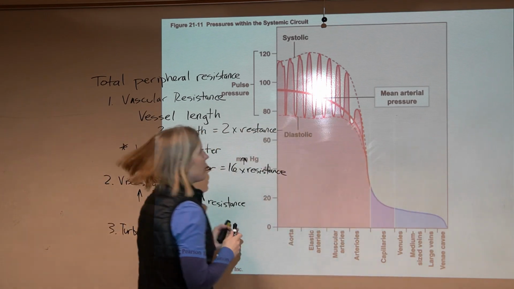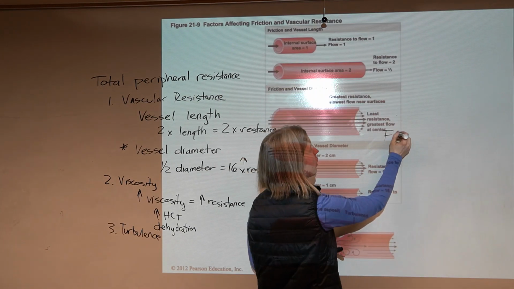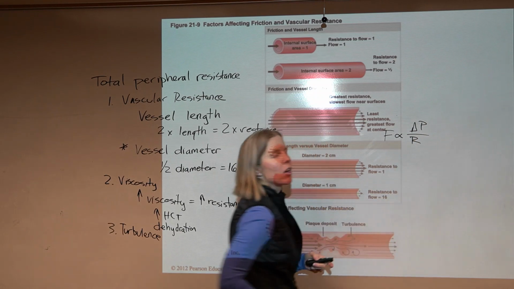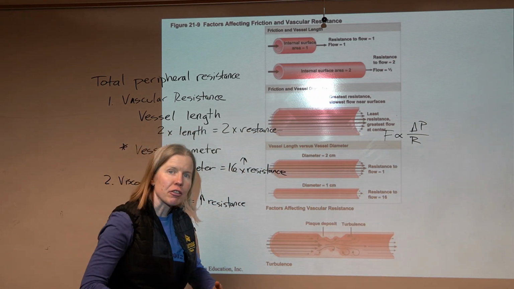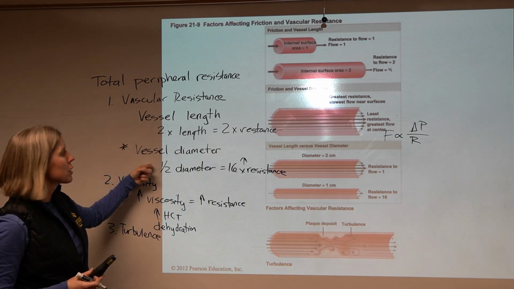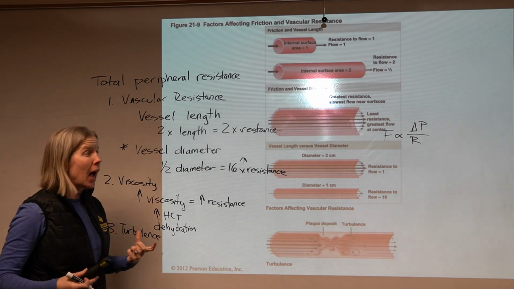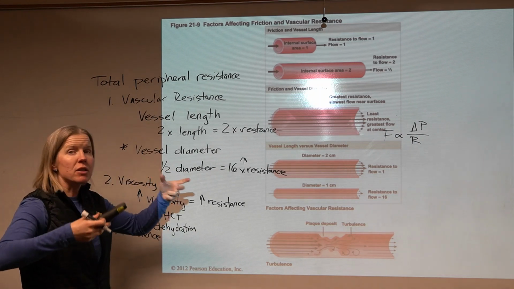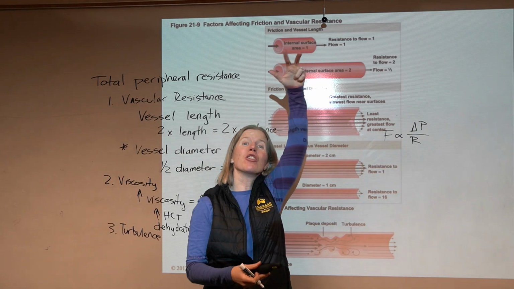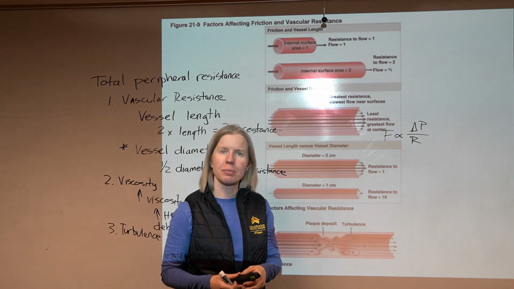But again, big picture, right? Flow is proportional to the change in pressure over resistance. If resistance increases, right? If vessel diameter is smaller, if the blood is really thick, if it's turbulent, lots of plaque, that all increases resistance. In order to get blood to still flow, you have to increase the pressure, which the only way to do that is to make the heart work harder.